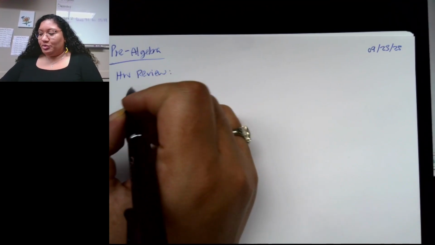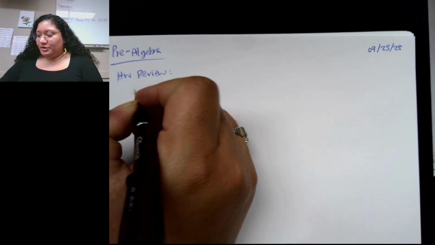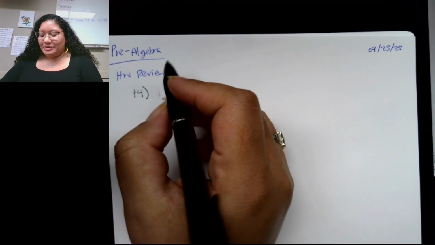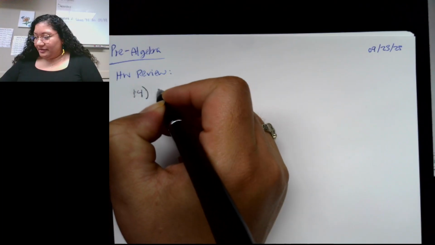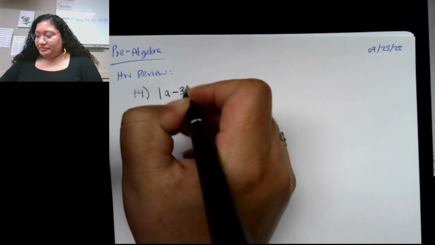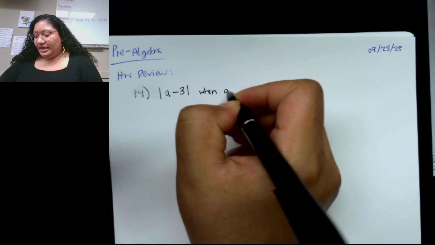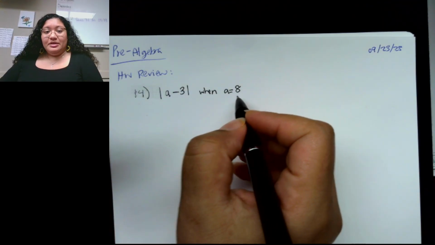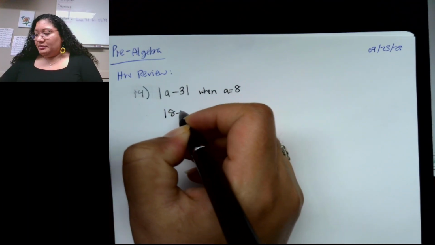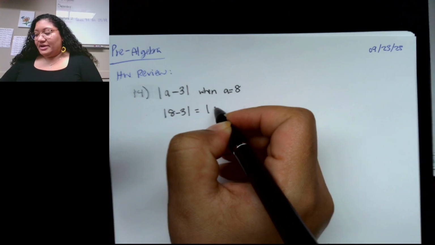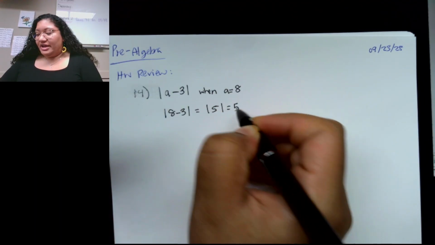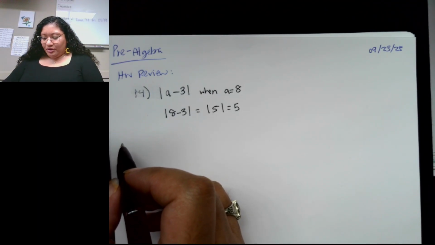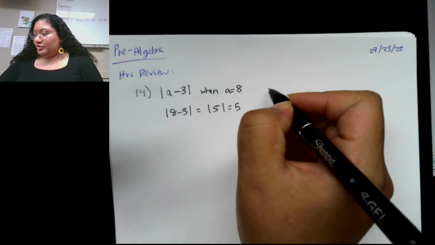Okay, let's do some homework review real quick. I have number 14. For those of you paying attention to my pen color, it is black. I switched to black because my blue pen died. So we have the absolute value of a minus 3 when a equals 8. So that literally means I'm going to substitute the a with 8. So I get 8 minus 3. This equals the absolute value of 5, which equals 5. Not bad, right, guys?